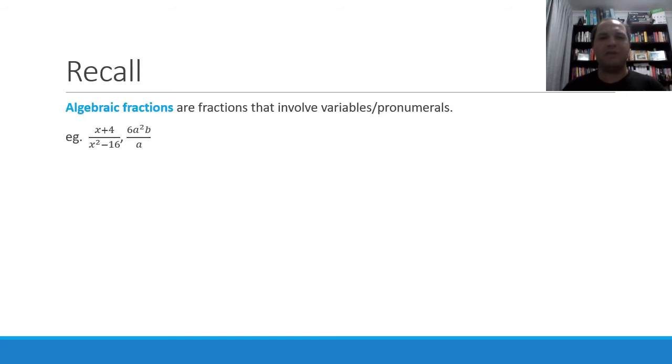So just to recall, algebraic fractions are just fractions that involve variables or pronumerals. Looking at these two examples, you've got 6a squared b on a, that's your second fraction there, and in that first one, x plus 4 over x squared minus 16, that's also an algebraic fraction. This one on the left involves algebraic expressions, so it's not just single terms like a or a squared b, it's an expression. You've got x plus 4 in that numerator. We're going to look at how to simplify and multiply and divide both of those.